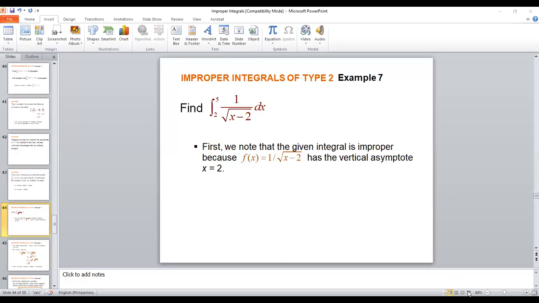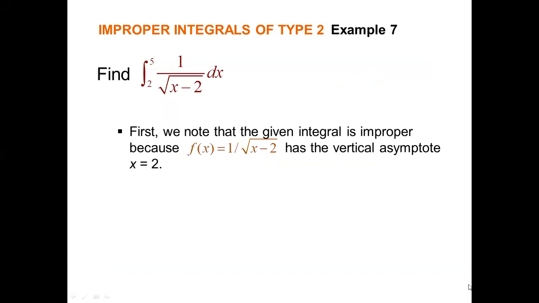Okay, we are now on example number 7 and about to end the topic of the improper integral. Again, in this example, you are given an integral that may look like an ordinary definite integral, having limits which are real numbers. So you have the integral of 1 over the square root of x minus 2 to be evaluated from 2 to 5.